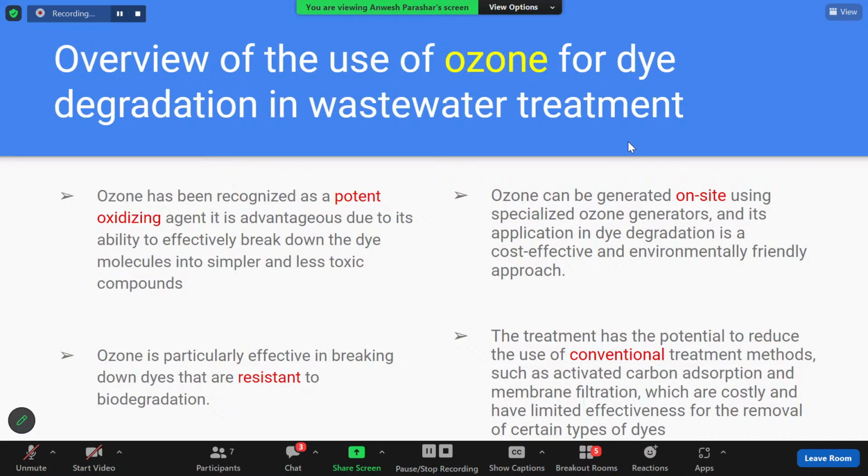Ozone can be generated on site using specialized ozone generators, and its application in dye degradation is a cost-effective and environmentally friendly approach. The treatment has the potential to reduce the use of conventional treatment methods such as activated carbon adsorption and membrane filtration, which are mostly costly and have limited effectiveness for the removal of certain types of dye. However, it should be noted that the use of ozone requires monitoring to ensure that the byproducts of oxidation do not pose any additional risk to the environment and to human health.